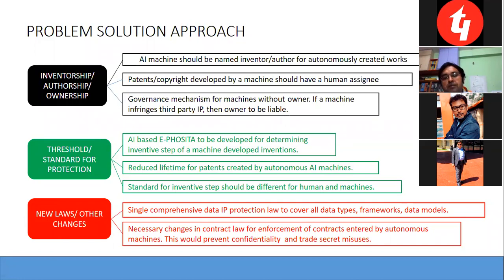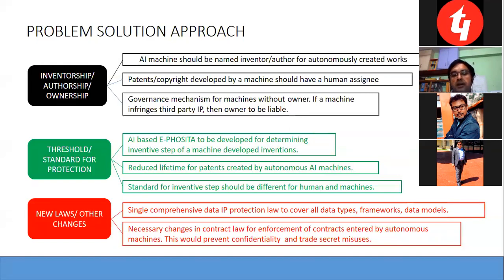For data protection, what we believe in IP protection for data is that we should have a single comprehensive data IP protection law to cover all data types, frameworks, data models, and everything. So we have to think through what can be the future and develop a law which can basically help us protect the IP in it.